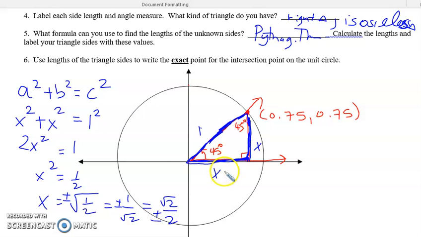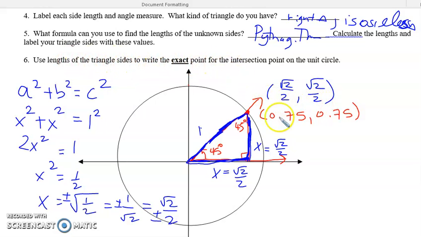So what that means is that the label that I would put here is going to be √2/2. And then this side length of my triangle is going to be √2/2. Well, because this is the same as the x value for my point, and this is the same as the y value for my point, I now know the exact value that lands on this point, not just the approximation. It is √2/2.